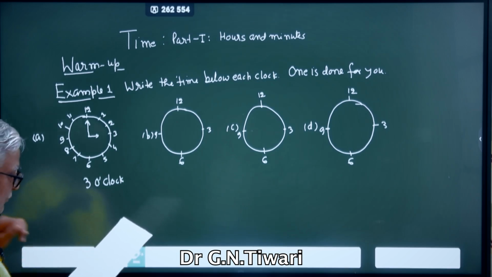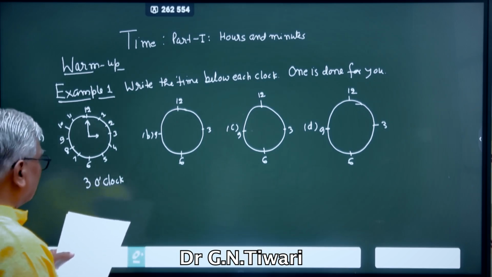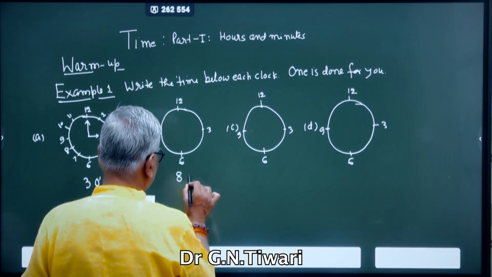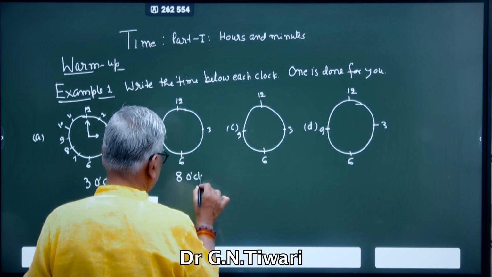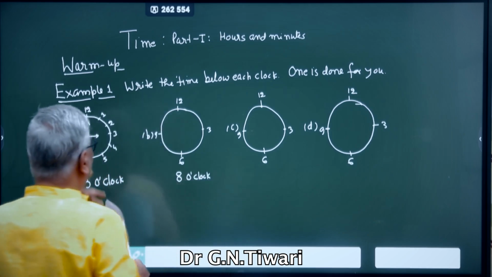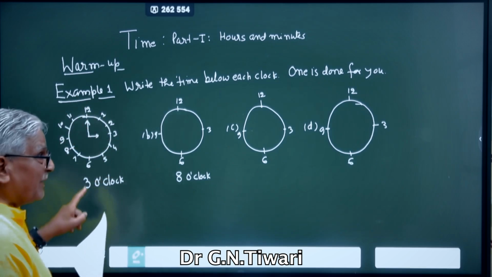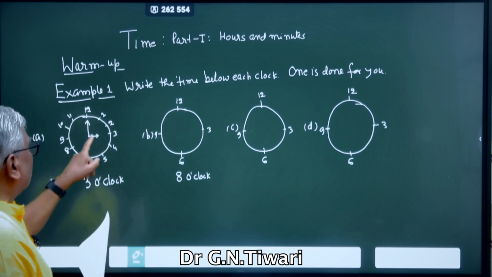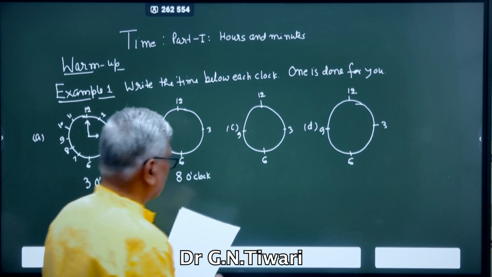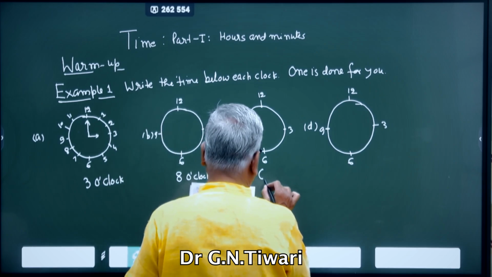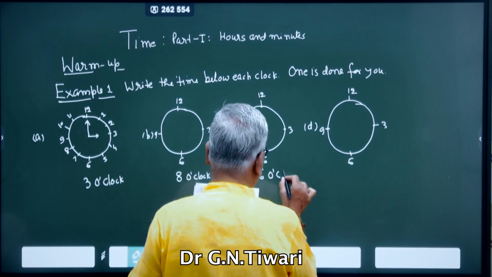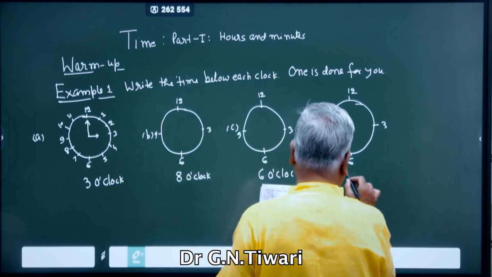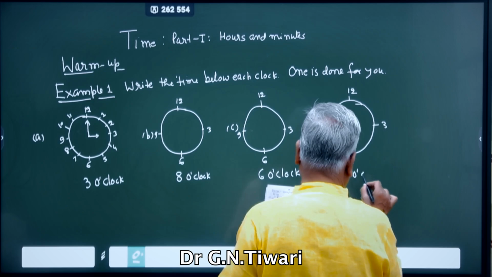Now, what I am trying to tell you, suppose I want to write 8 o'clock. Ask the student to do in the similar way. There is 0 minutes, means larger needle will be at 12 and the smaller will be at 8. Then 6 o'clock. Similar way. Then 11 o'clock.